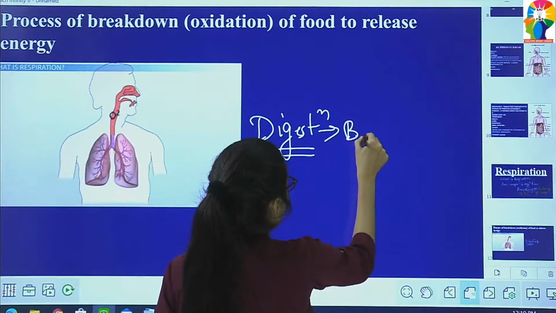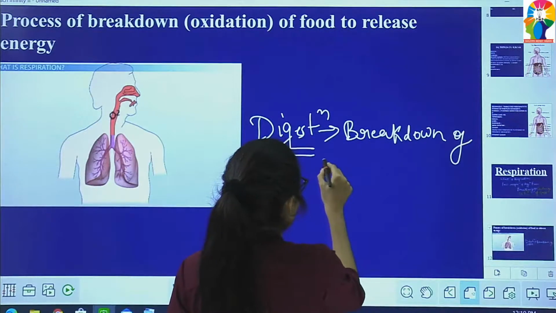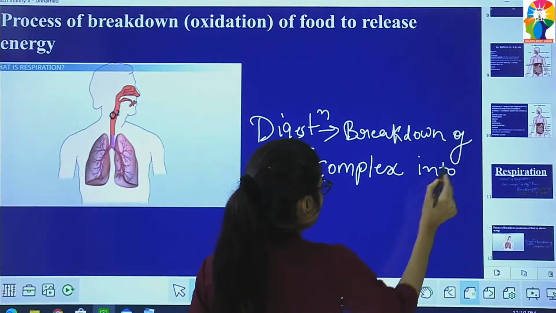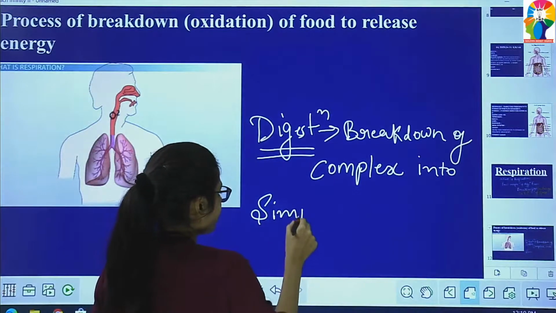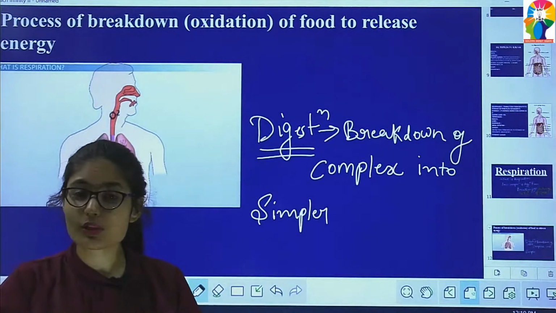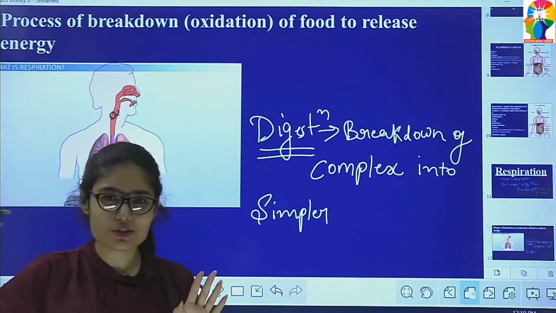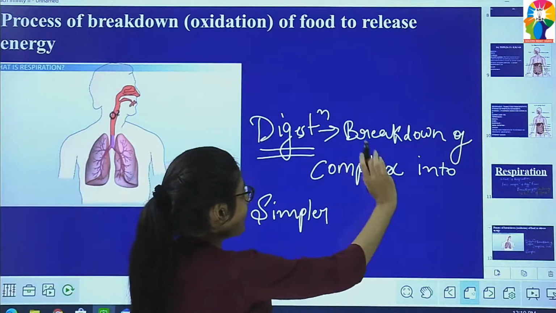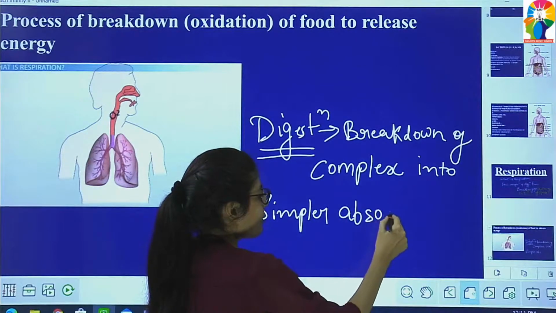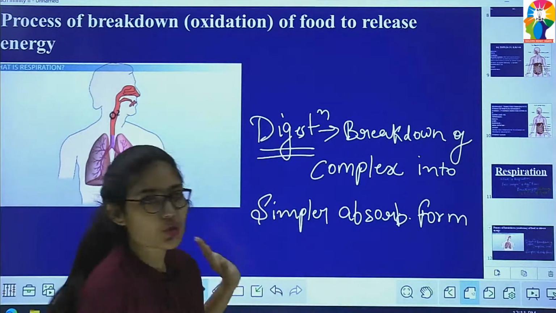Digestion is the breakdown of complex matter into simpler absorbable form, right? Our blood absorbs through the villi, that you have studied in the previous lecture. I hope you have studied. If you have not, then just go to the previous lectures and study, okay? So breakdown of complex matter into simpler absorbable form. This is what digestion is, okay?